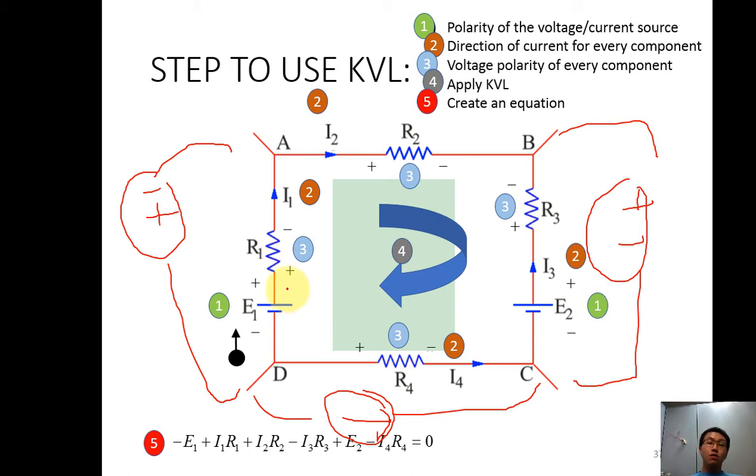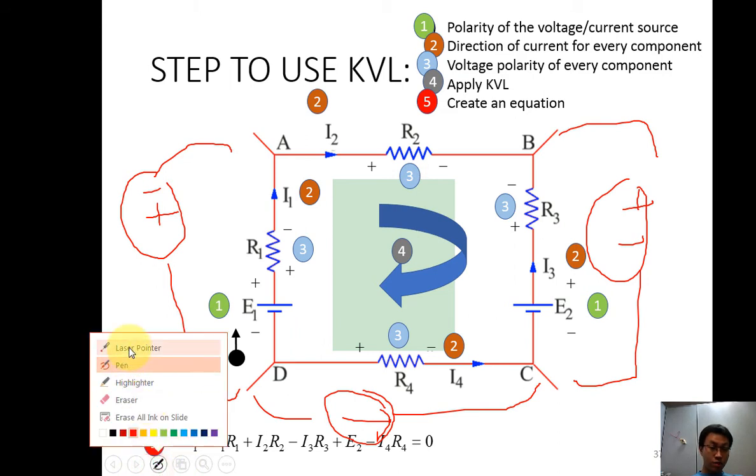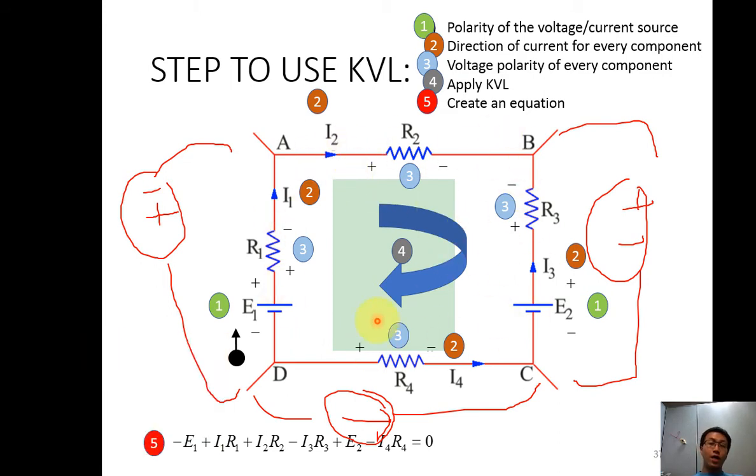So how can we define it? First of all, we need to know where the loop we want to define is. This one in the center is the loop we want to find. But don't panic. First, we need to determine the polarity of the voltage or current source. So we have two sources, one E1, one E2. Long is positive, short is negative. Long is positive, short is negative.